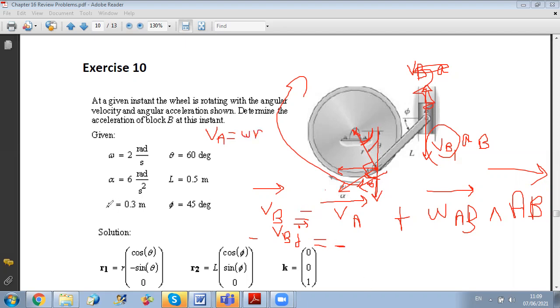So then I have omega here and I have r. All I have to do is to replace. So I have 2 times 0.3 equals 0.6. Now I replace into the vectorial relation. So it's minus 0.6 sine 60 along i. And also it's a negative projection along j, so it's minus 0.6 cosine 60 along j.